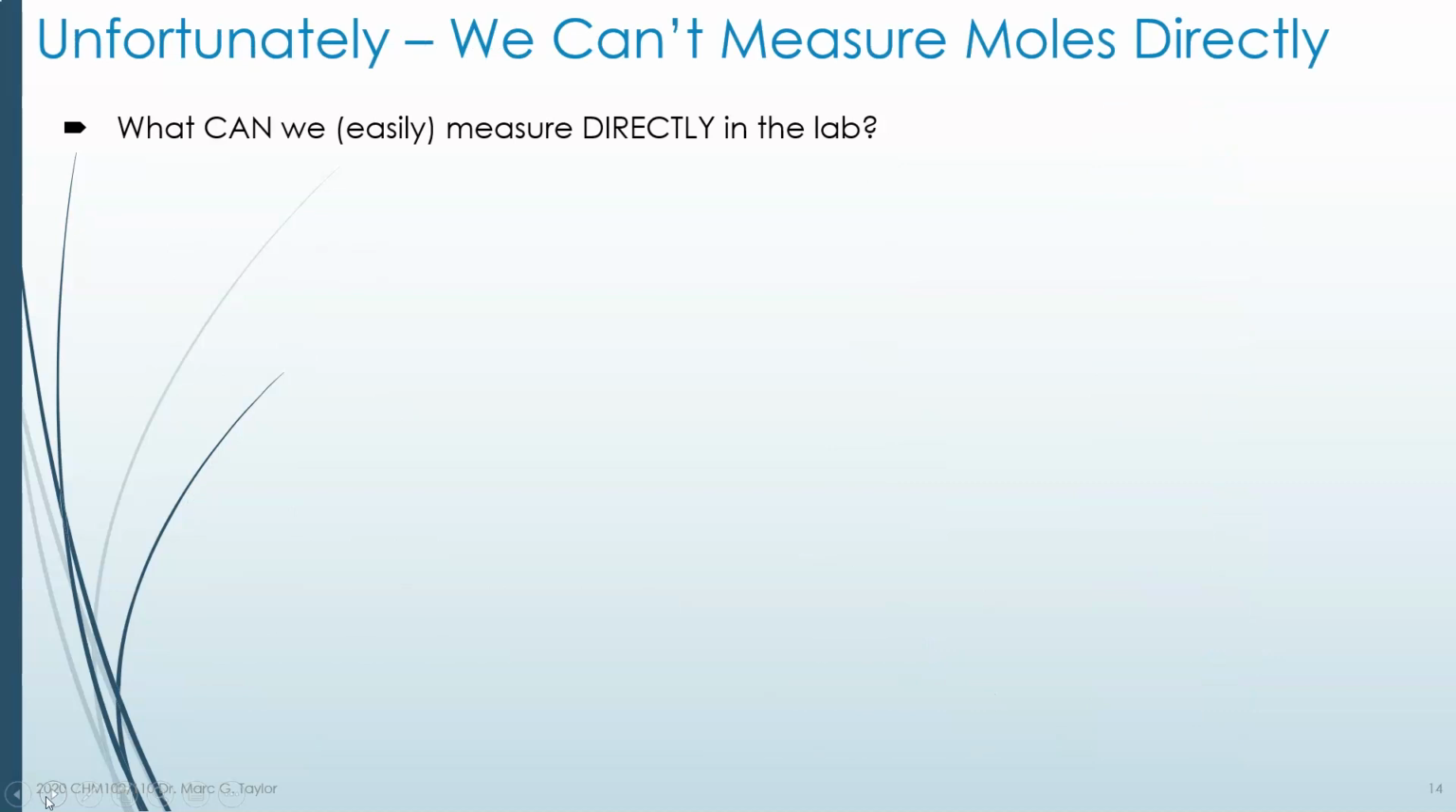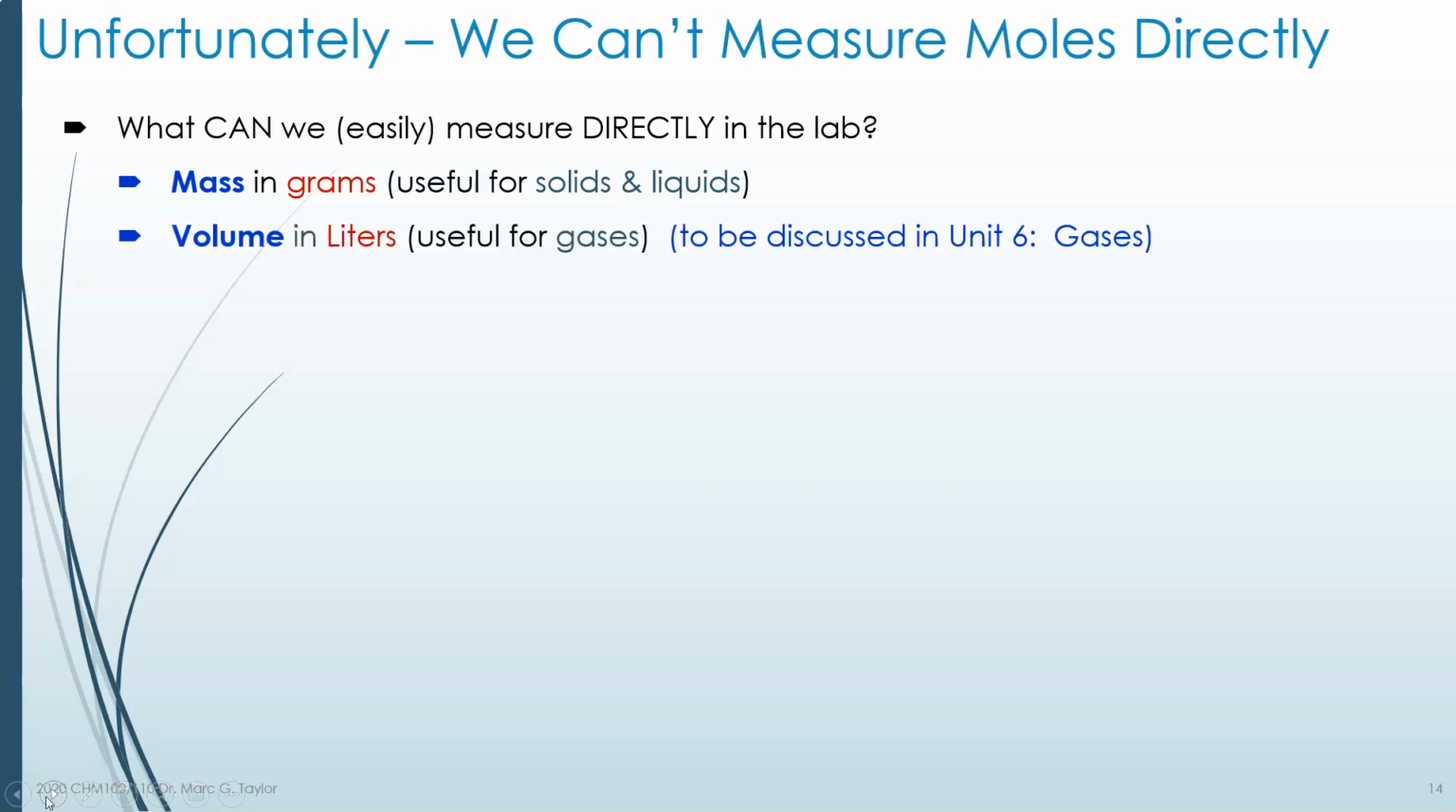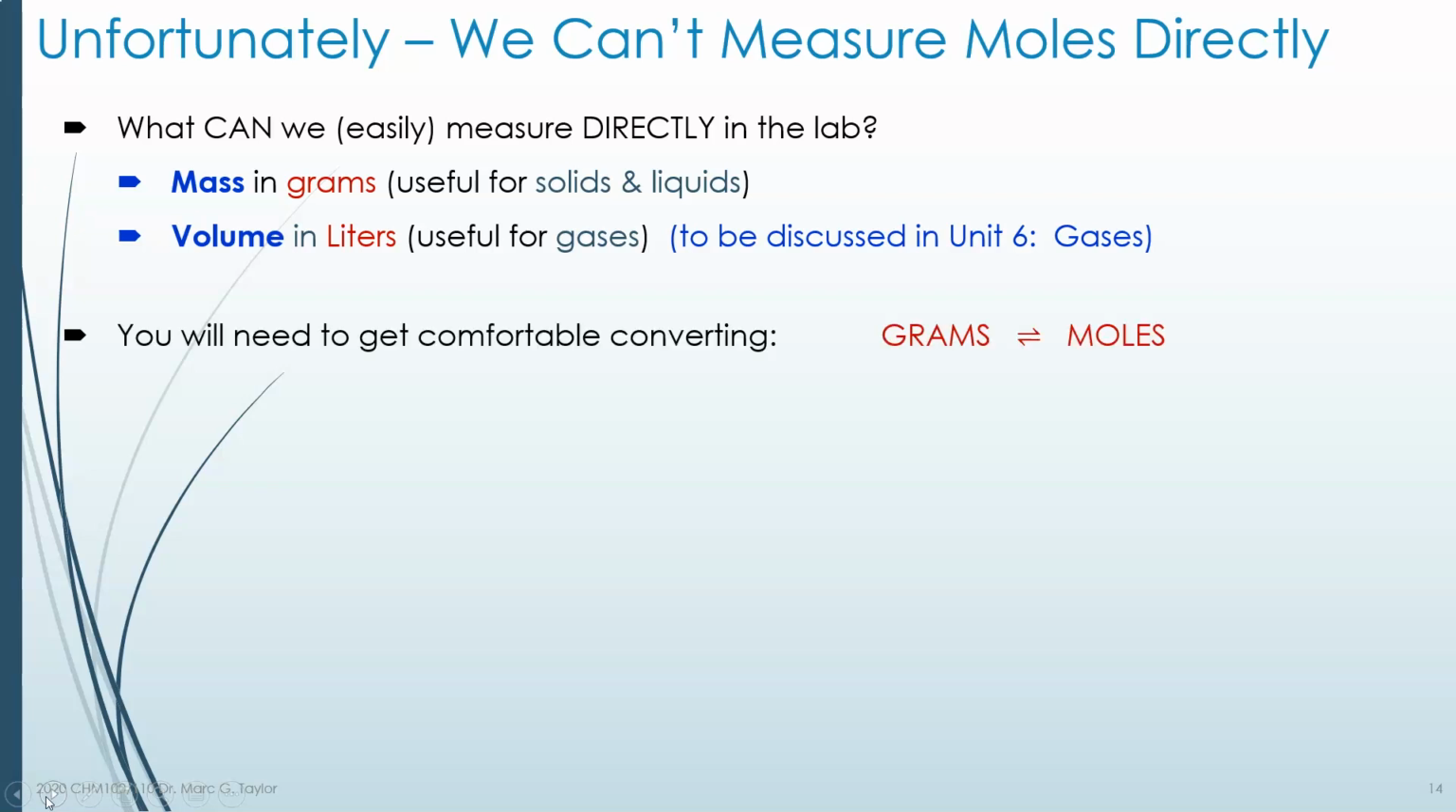So why do we need this? Well, when we're in the lab, we can't measure moles directly. We can measure grams of mass directly. That's especially useful for looking at solids or liquids. We can measure the volume of substances directly. This is especially useful for gases, but it's also useful for liquids and occasionally for solids.